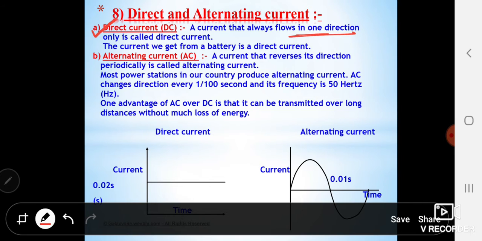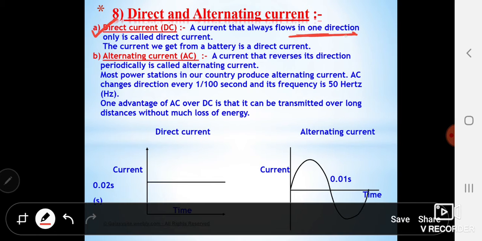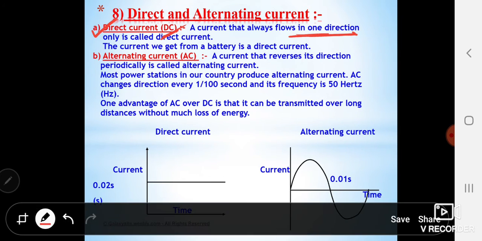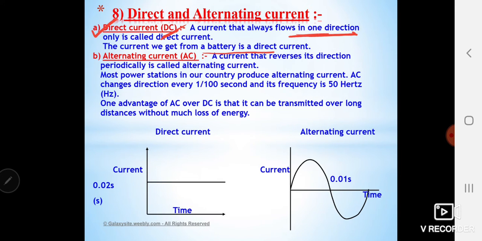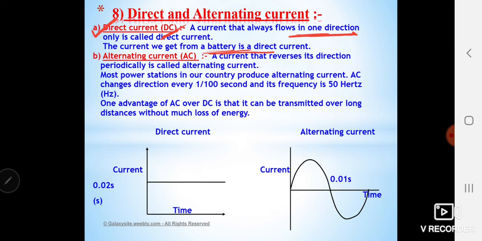DC current means the current flows in a single direction, it does not change its direction of flow. Such a type of current is called direct current, or shortly DC current. The source of DC current is a battery. So keep in mind, the source of direct current is a battery.